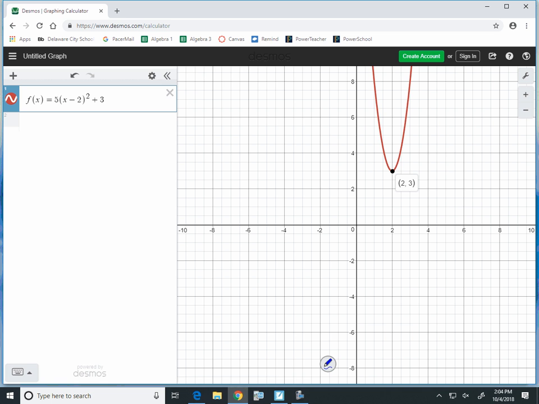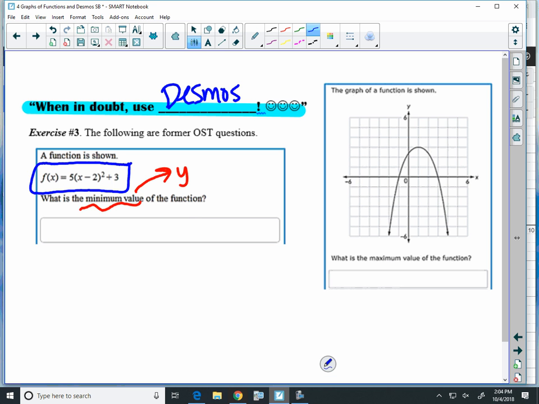Okay, I'm not asking for the point, right? I'm asking for the value. So the value is 3. The lowest value is 3.